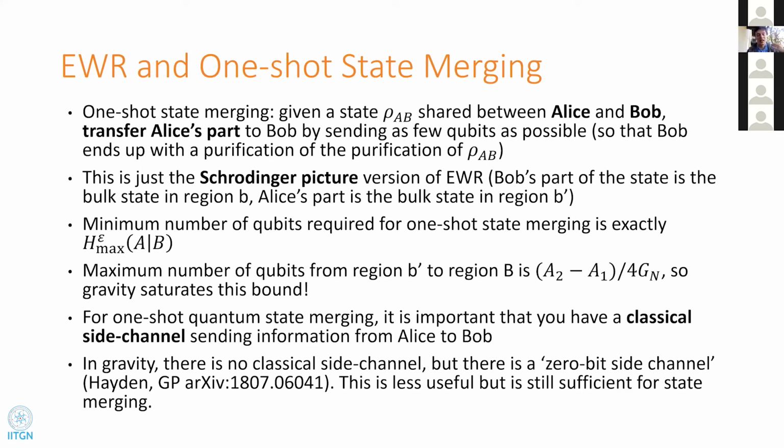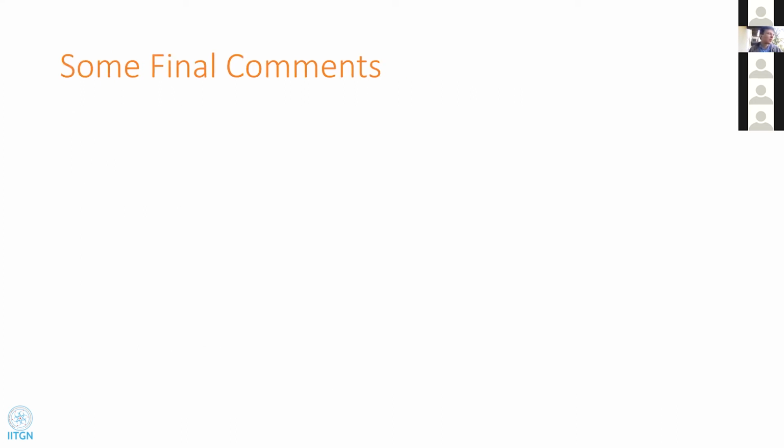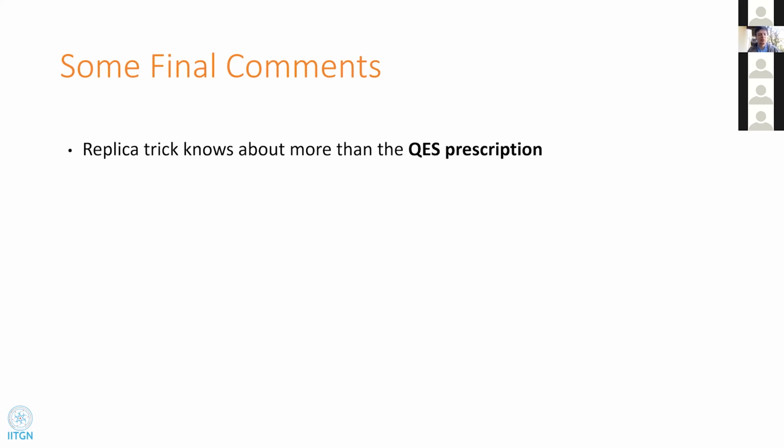And so this is what gravity uses to do the quantum state merging. So gravity has exactly enough information to be able to do entanglement wedge reconstruction once you replace the traditional condition by this refined condition using the smooth max entropy. Okay, so I just want to make some brief final comments. This is really all I have to say in the talk. Hopefully you got something out of it.